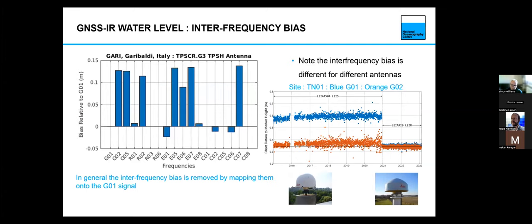We can do that for Garibaldi for all the different frequencies, and you can see the bias relative to the GPS L1. So in general, what we do in the software is remove them by mapping them to the G01 signal. One thing to note is that interfrequency bias is different for different antennas. So the plot on the right is the site TN01 Tenerife. The blue is L1, orange is L2. They swapped antennas there from a Leica LEI8504 to an LEIR20. And you can see a remarkable difference between the two biases.